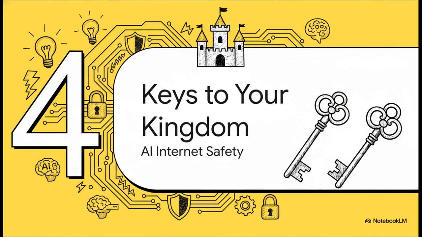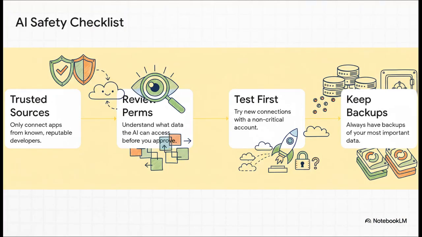So let's talk about how you can actually use this new AI internet safely and how you can stay in control of the keys to your own kingdom. Here's a super simple but absolutely essential checklist. First, and this is a big one, only connect apps from sources you actually know and trust. Second, before you hit that approve button, take 2 seconds and actually read the permissions. Understand what doors you're opening. Third, maybe test a new connection with an account that isn't critical. And finally, the golden rule of, well, everything, always have backups.